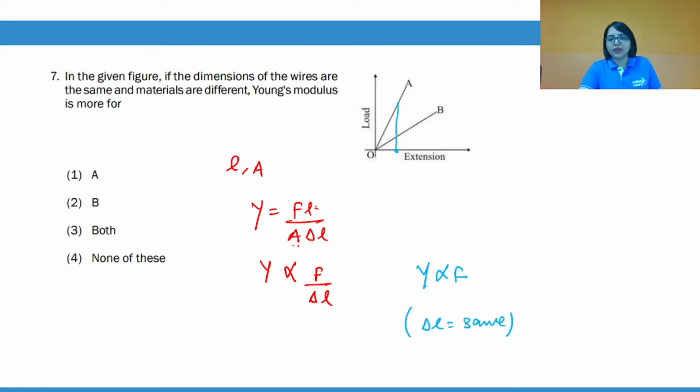So if delta L is kept the same, the load in A is greater than the load in B, right? And if F is directly proportional to Y, then Y of A will be greater than Y of B. So Young's modulus will be more for A as compared to B. So the correct answer is option 1.